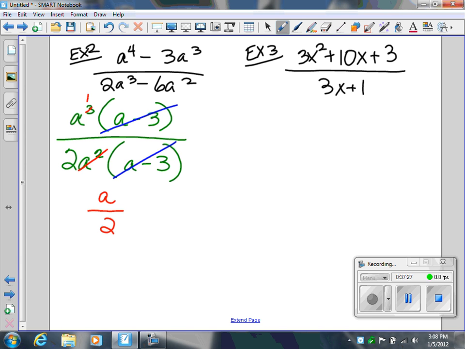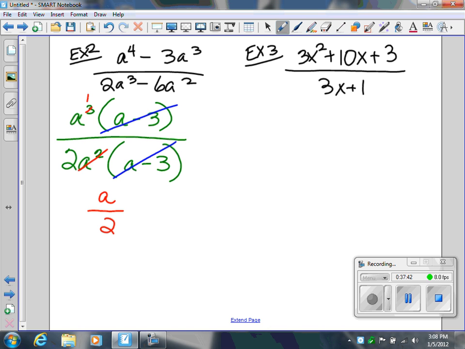How many of you got a over 2? Hands up. Rock on, y'all. Very good. What about the third? Do you have any questions at all on example 2? What about example 3? 3x squared plus 10x plus 3 over 3x plus 1.